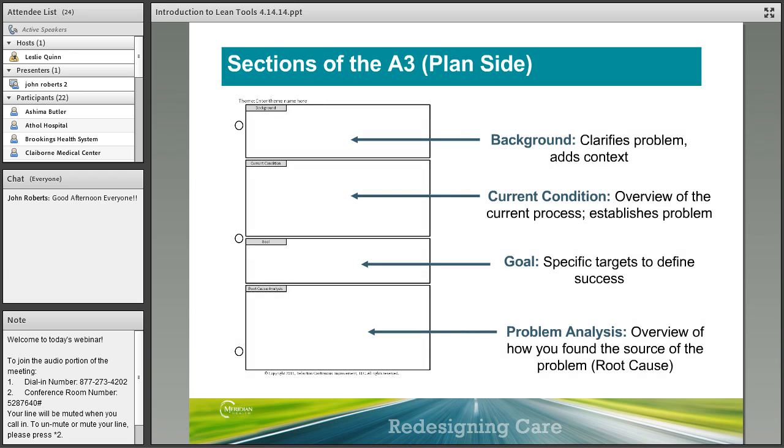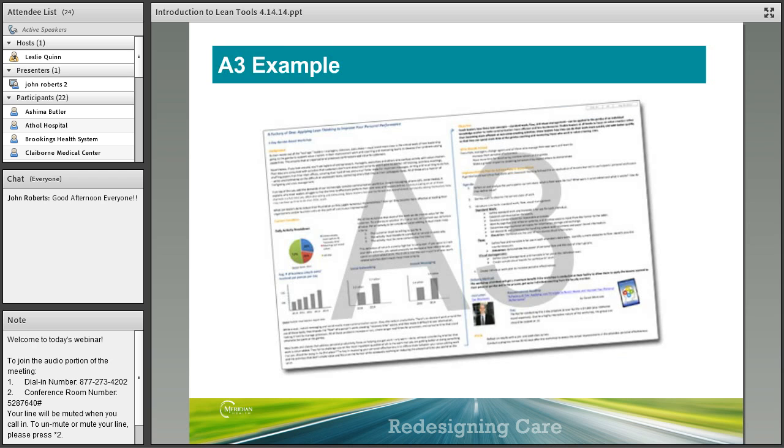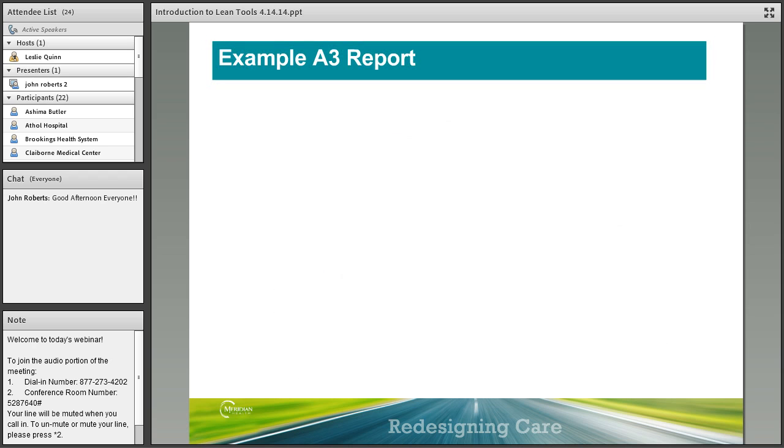Again, when we have such a small area that we're using, just one sheet of paper, we have to be really clear and concise about what the problem is, what the issues are, and really boil that down into meaningful language that's relatively short in nature. On the right side, we have the countermeasures, the things we're doing to solve the problem, the effect confirmation, whether our countermeasures are working or not working, and then who's responsible for the follow-up, what steps we need to do, who's doing that, when, and by what date.